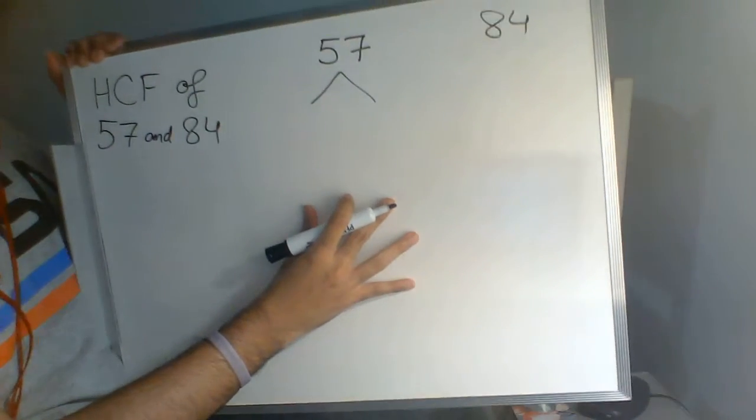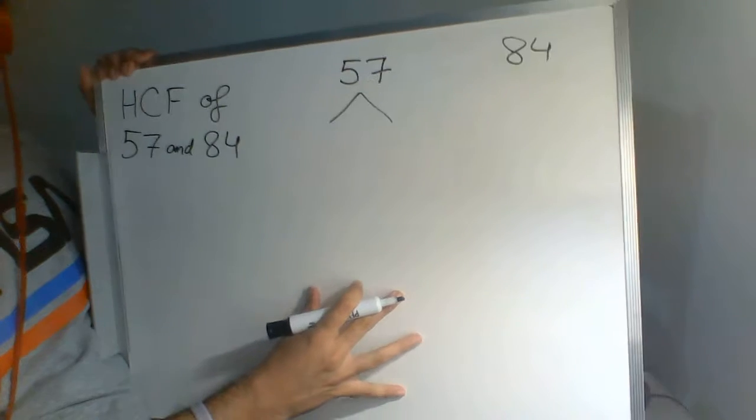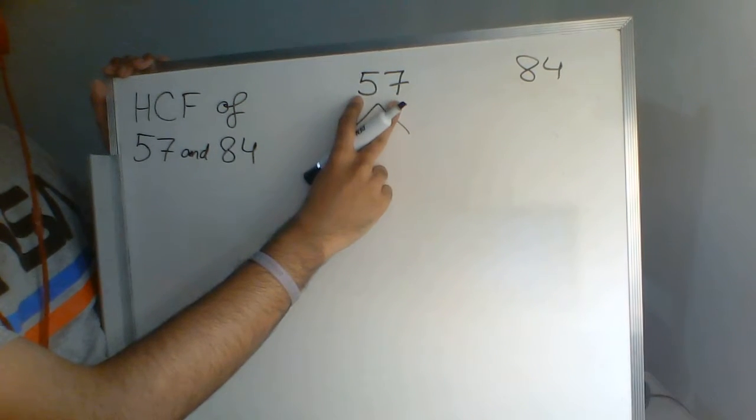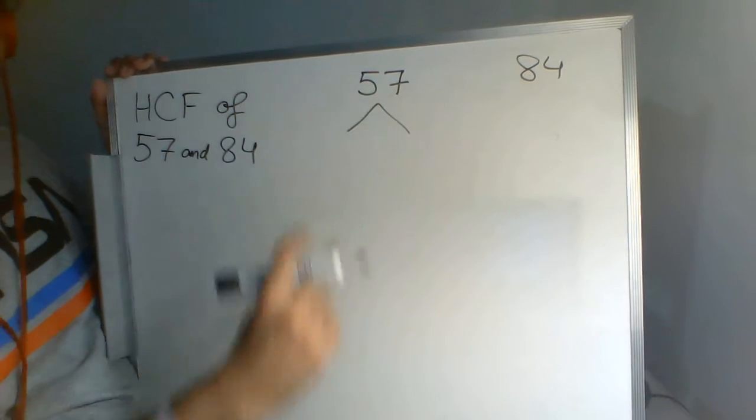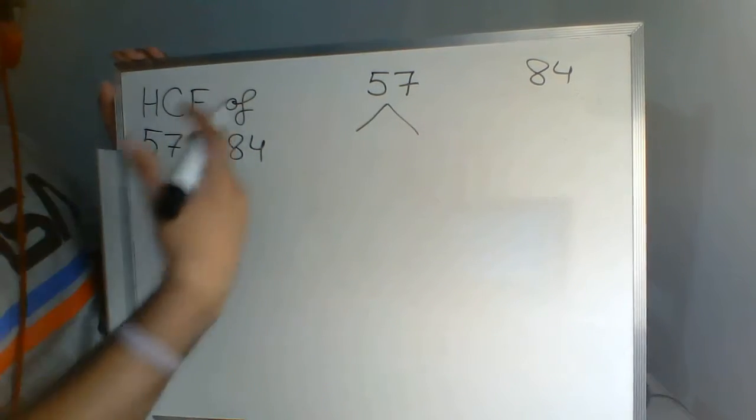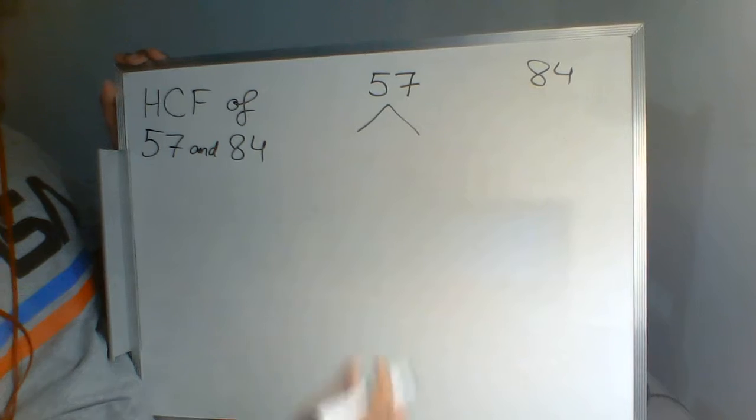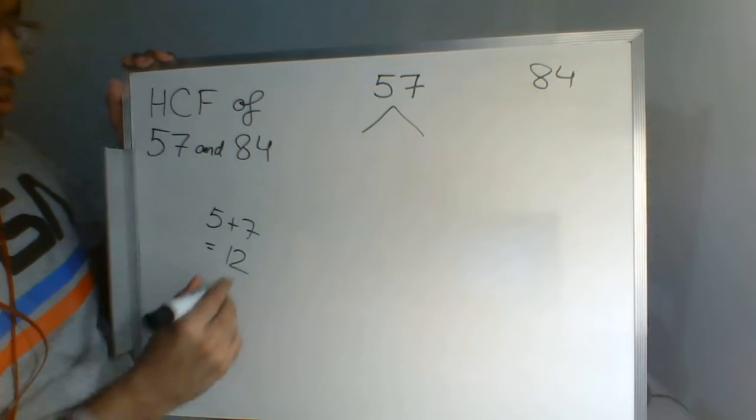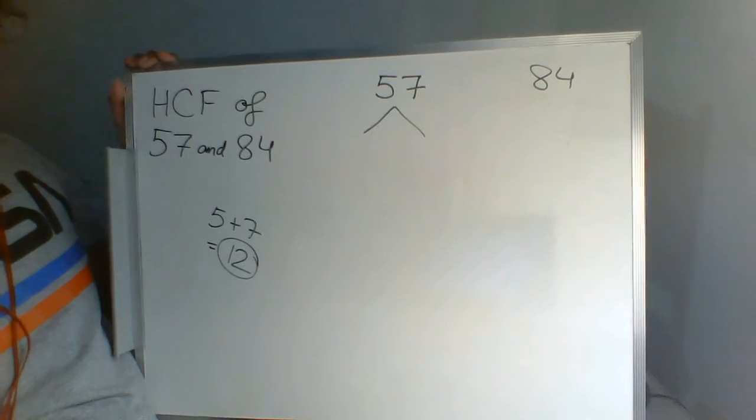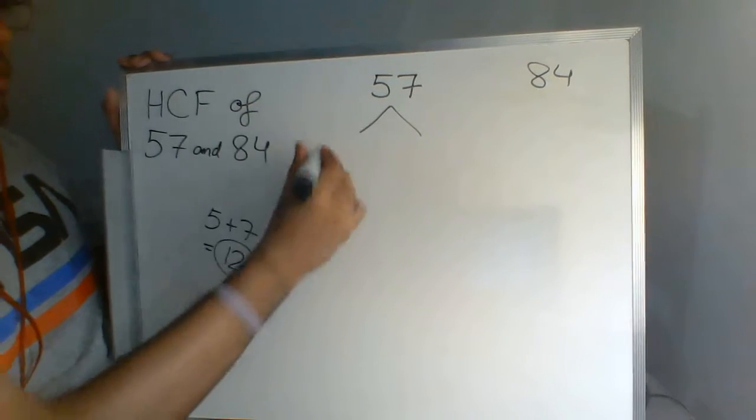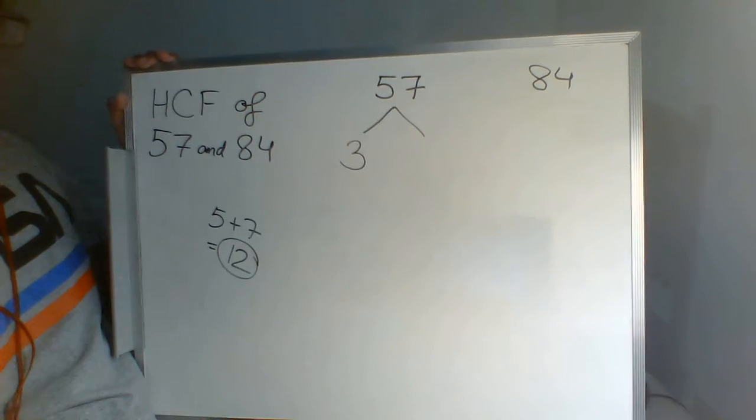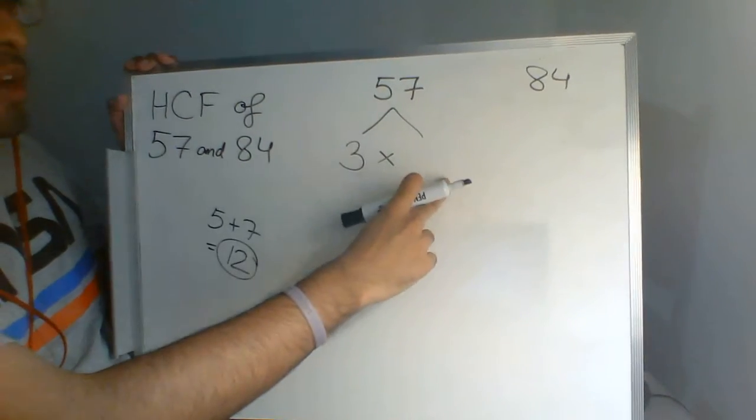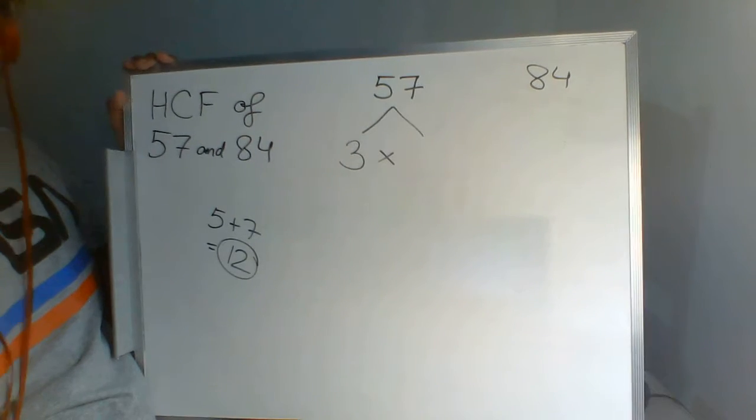Now, what are we going to break it up into? If you remember the divisibility rule for 3, if we add up these two digits, and that sum of 5 plus 7 is divisible by 3, then 57 is also divisible by 3. So if we add this up, we get 5 plus 7 is equal to 12. Now 12 is divisible by 3, therefore 57 must be divisible by 3. So I'm going to put a 3 there, and then we just need to figure out 3 times what number is going to give me 57.